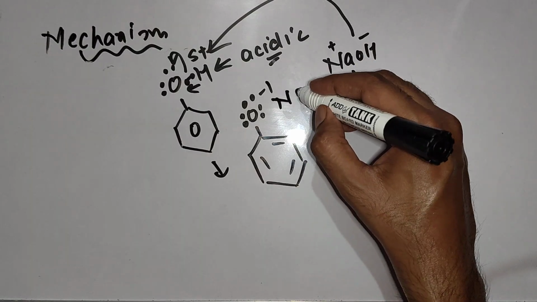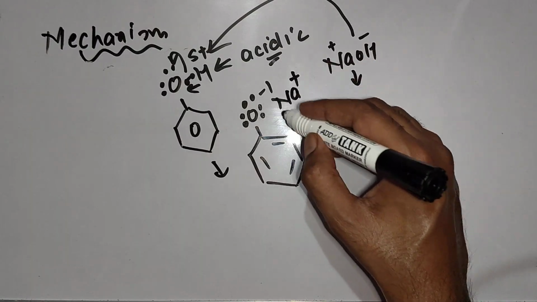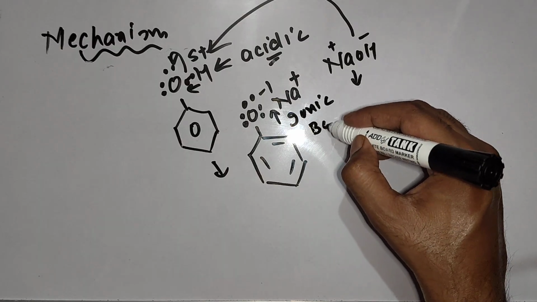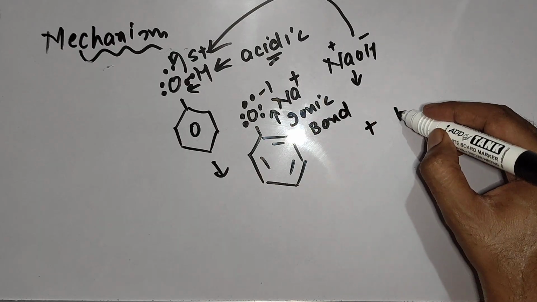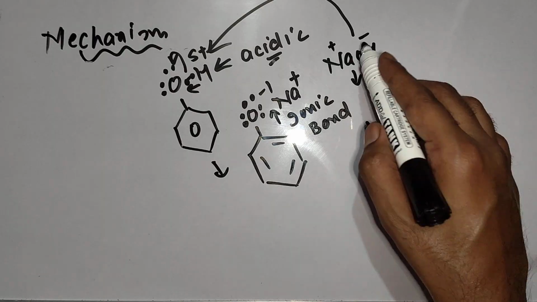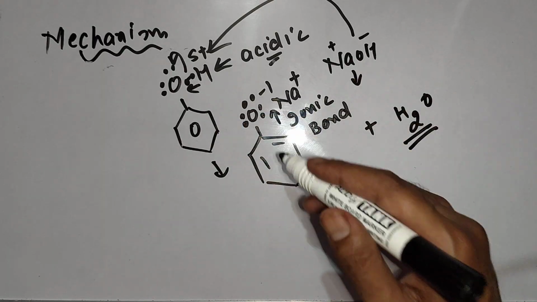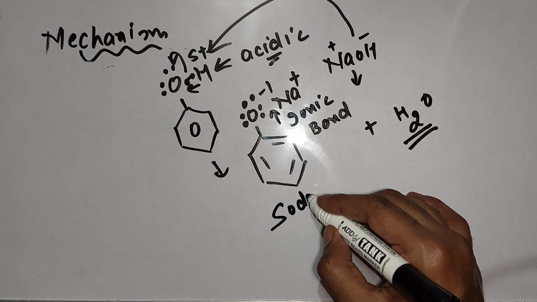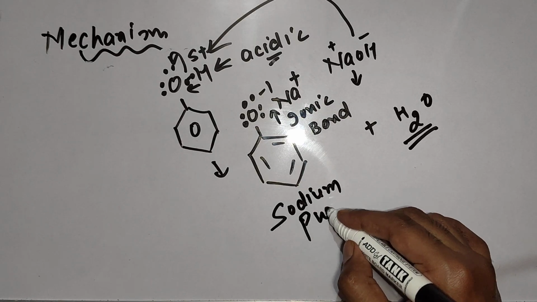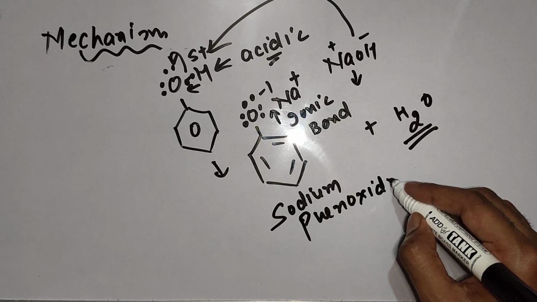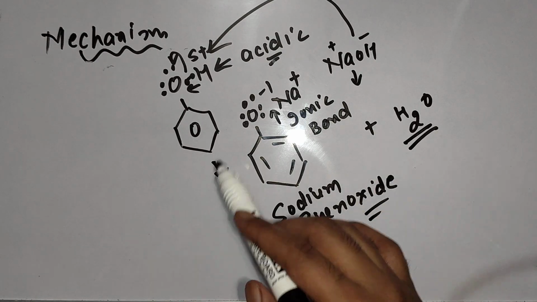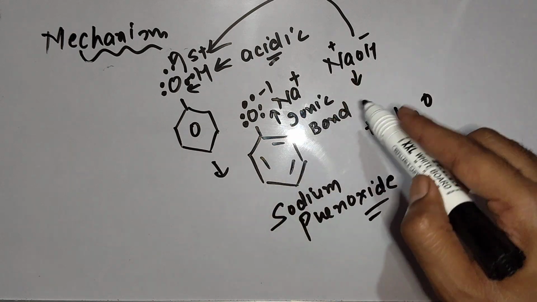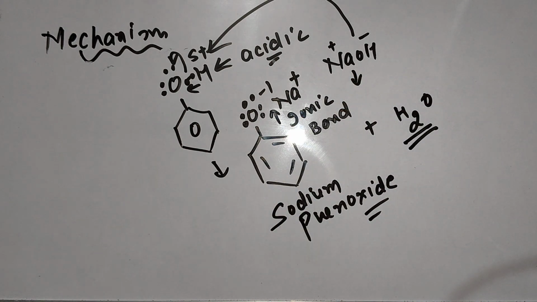Na positive will attack on it. Between sodium and O negative, we will have an ionic bond. And what will release out? H2O will release out. OH negative, H positive will make a bond, and an ionic bond will generate between oxygen and sodium. So what is it? Sodium phenoxide. It means in the first step, phenol will turn to sodium phenoxide and chloroform will turn to dichlorocarbene as an intermediate.